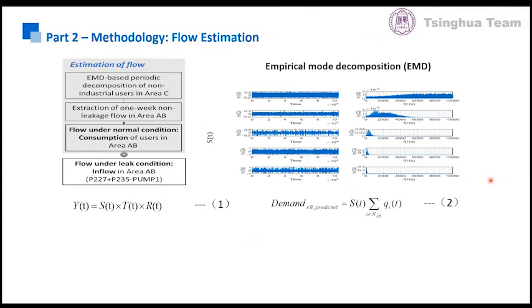It's assumed that the demand is composed of trend items, periodic items, and random items. Then, we use empirical mode decomposition to extract the time series items. The EMD can decompose the original signal by subtracting the intrinsic mode functions successively. The trend item in the demand model can be represented by one of the IMFs. This trend item represents the annual change mode in water consumption in Area AB.